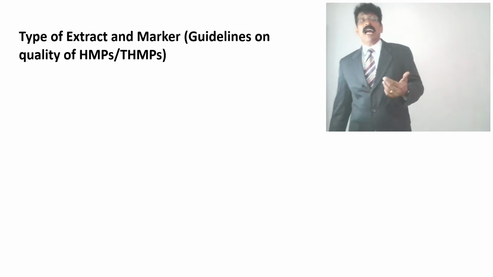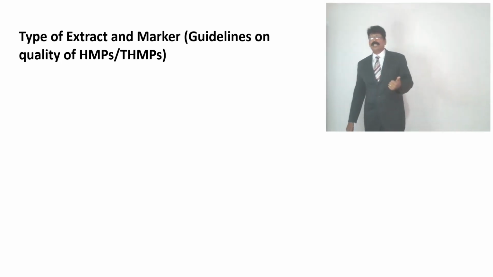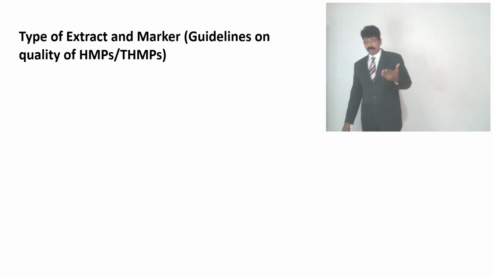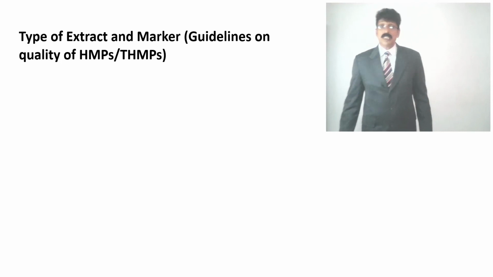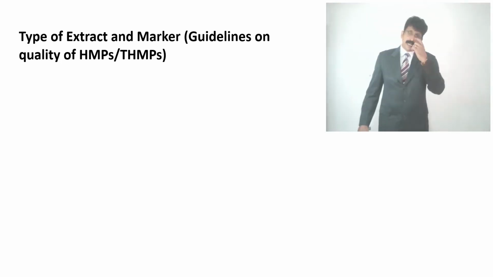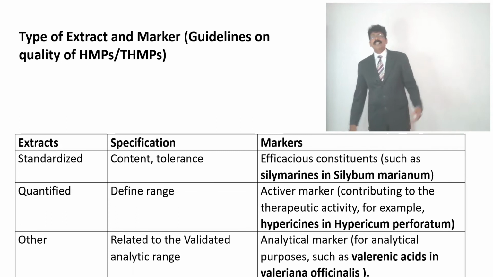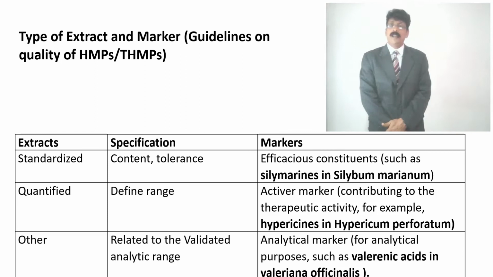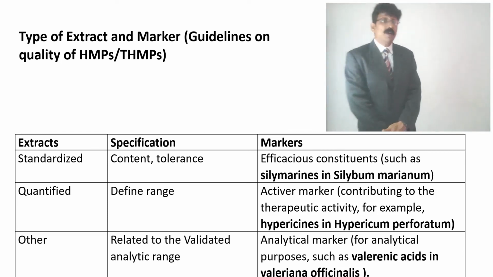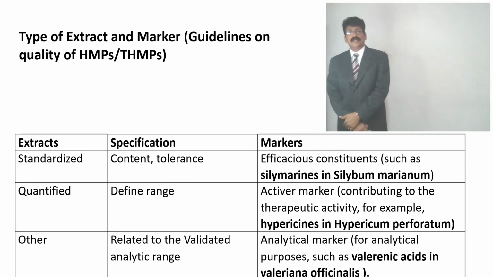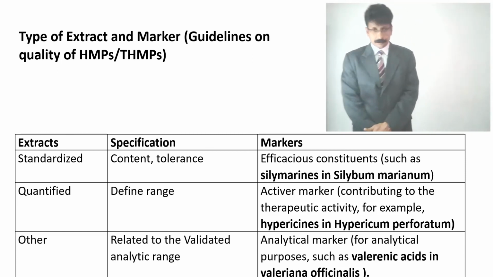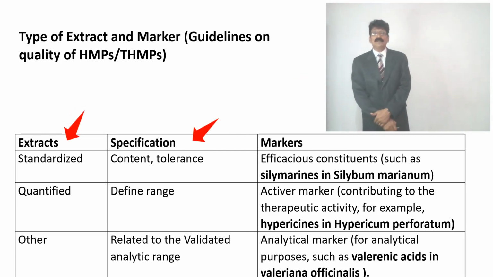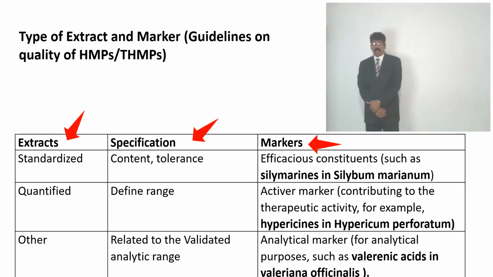Types of extracts and markers, guidelines and quality given for herbal medicine products or traditional herbal medicinal products. You can take both into consideration. We have taken some examples which they have given. I thought let me show this too, to know what you mean by active markers of a plant and what you mean by active principles of a plant. So, a standardized extract, and you can see the specification I have given, and the markers: just two markers.